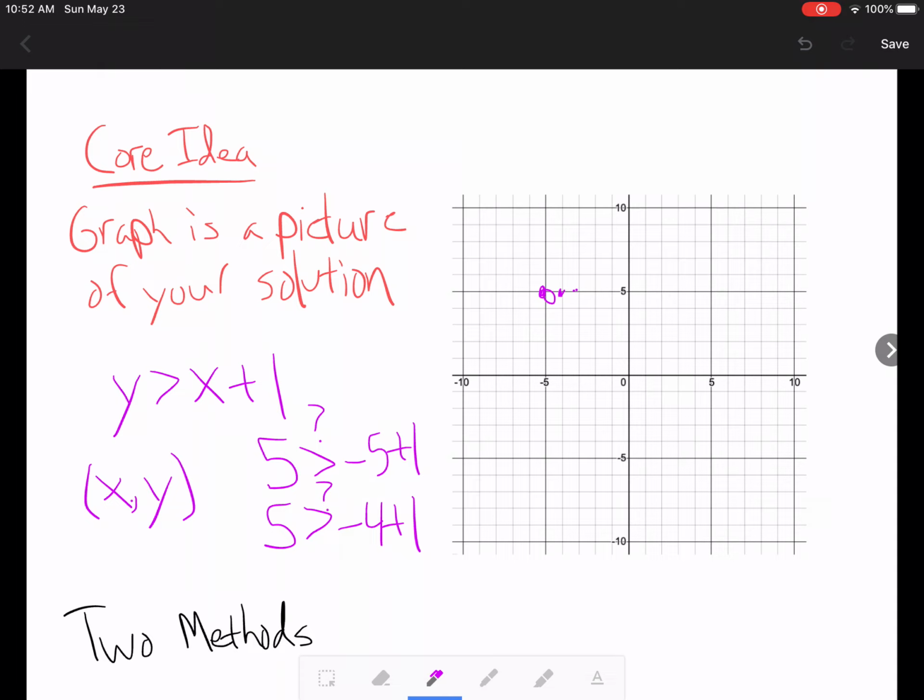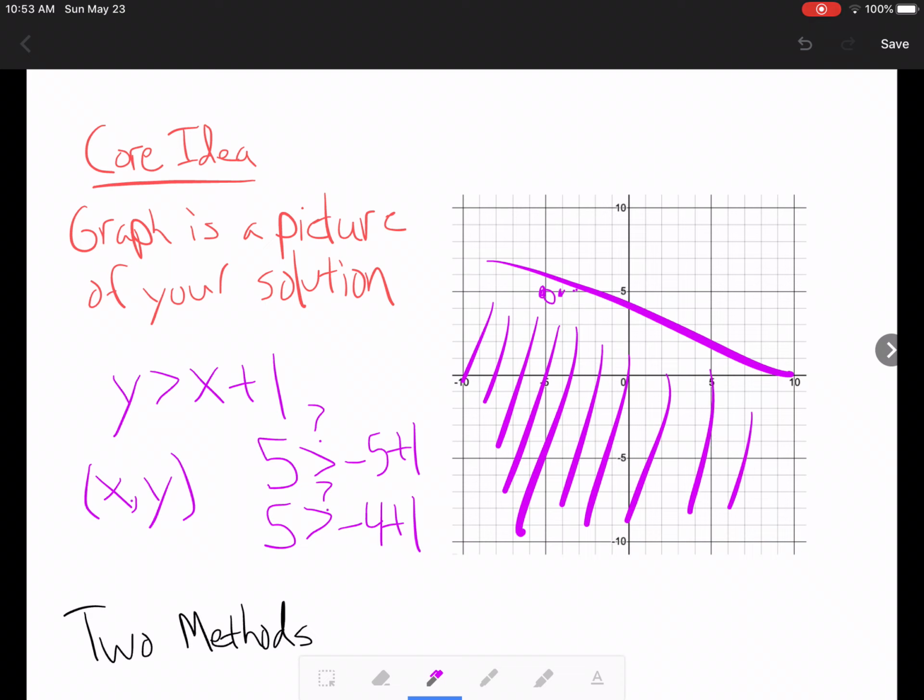What's going to end up happening here is we're going to eventually cut this plane in half in some way, shape, or form. And one side's going to work and the other side's not going to work. So it might look like this. It might look like that. It could be a little more shallow. It could be going the other way. We have a lot of variety here. And then whatever side works, we're going to shade like this. And we're going to say, hey, any point in this shaded area will make our inequality true. And so that goes back to this core idea, that a graph is a picture of your solution. So ultimately, our answers are going to look like that.